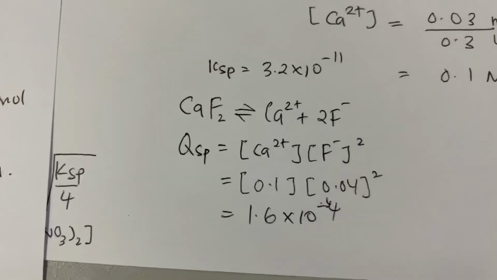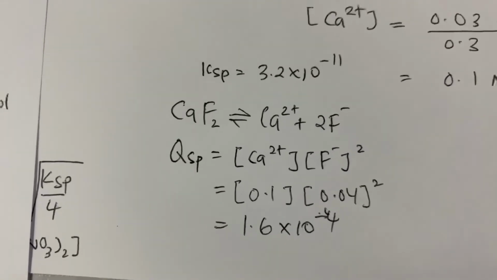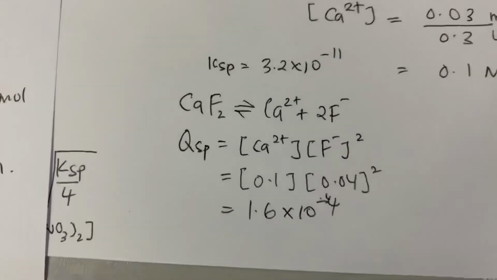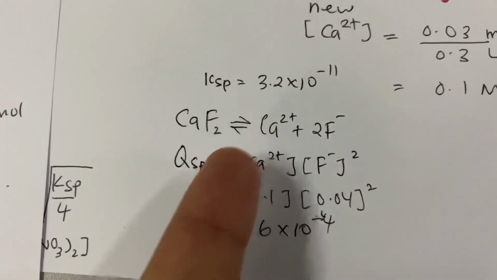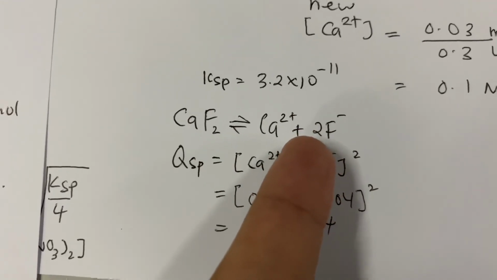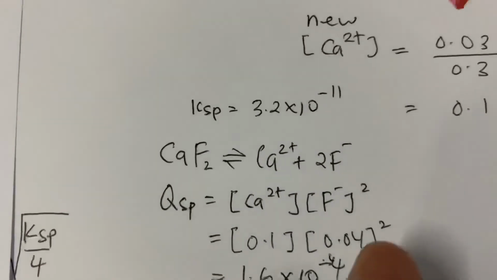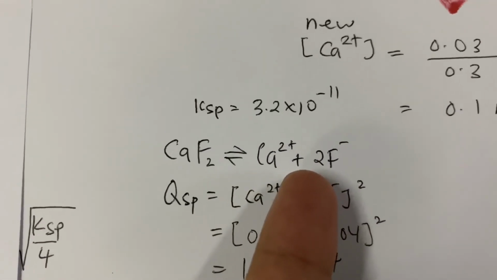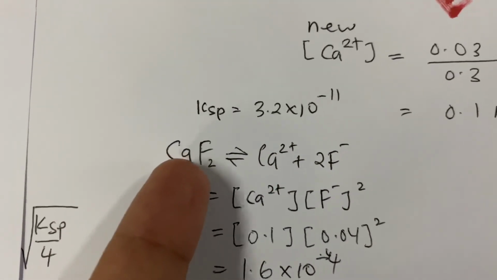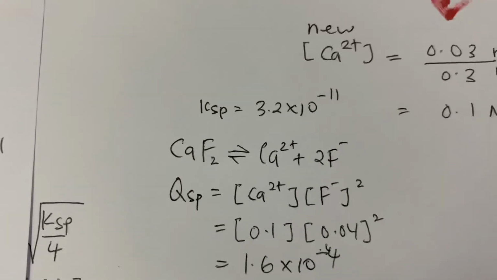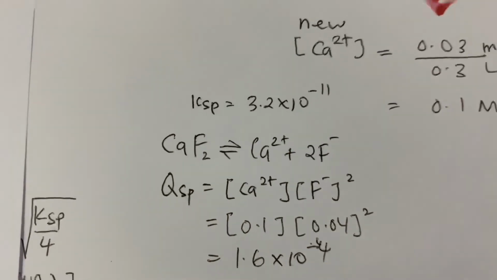Okay. So if Qsp is smaller than Ksp, what does it mean by that? If Qsp is smaller than Ksp, you can deduce that the dissociated ion is little. The concentration is very little. So based on Le Chatelier, if the dissociated ion is low in concentration, calcium fluoride, the solid, will dissociate more. So no precipitate will be produced because it will favor the ions.